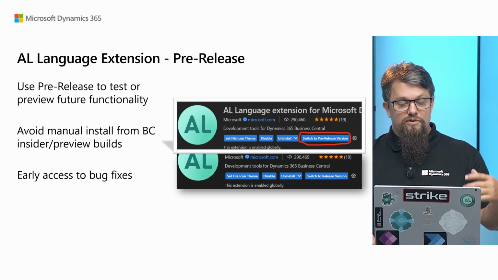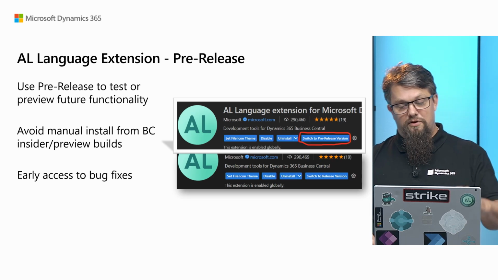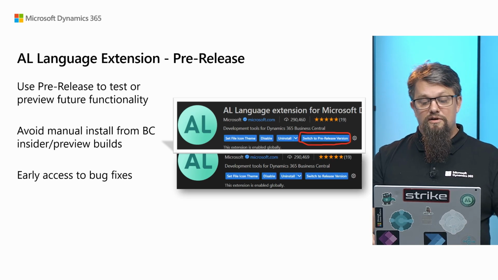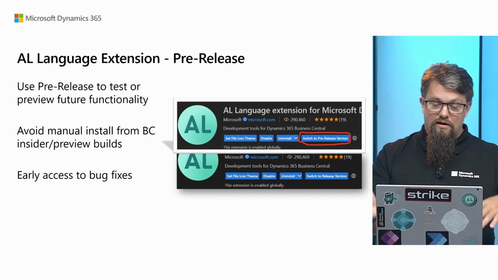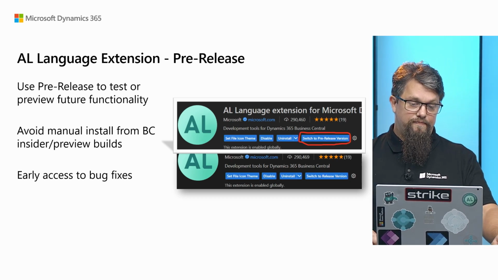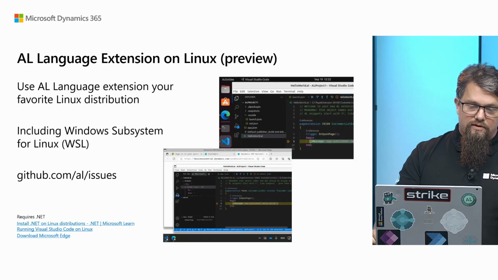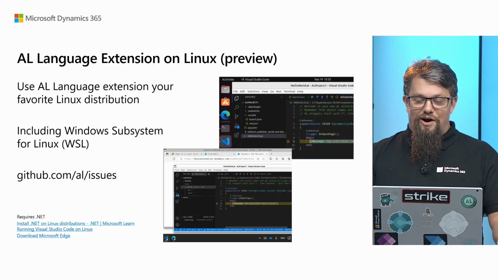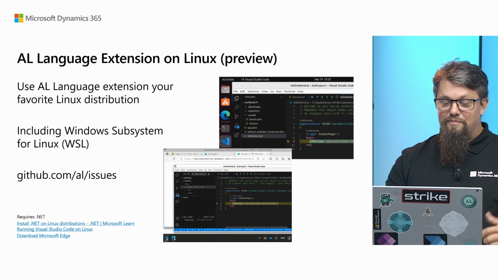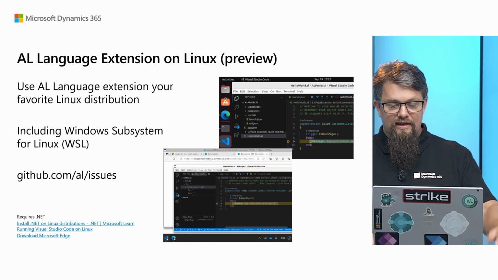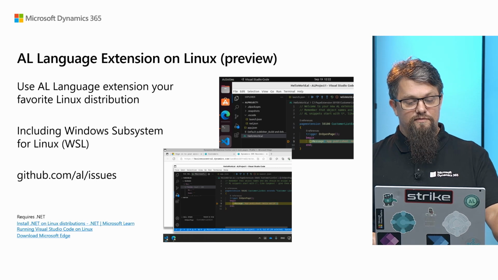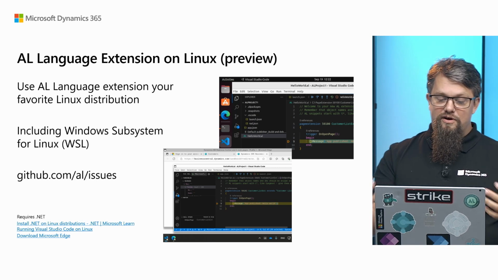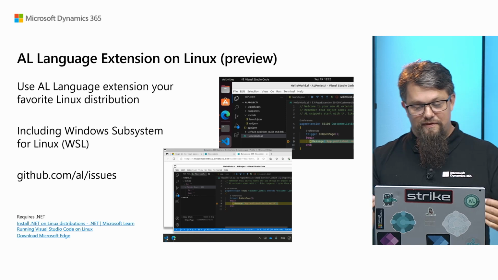Within the Visual Studio Code extension page, it's super easy to switch between versions. You can go from a release version to a pre-release version, try something out, and come back to the release version quite easily. One thing we introduced with the preview functionality is the ability to install the AL language extension on Linux. With our mission to empower every AL developer out there, we now have the option to use the AL language extension from your favorite Linux subsystem, including using it on Windows Subsystem for Linux. So I encourage all the Linux fans out there to try it out and give us feedback on GitHub.